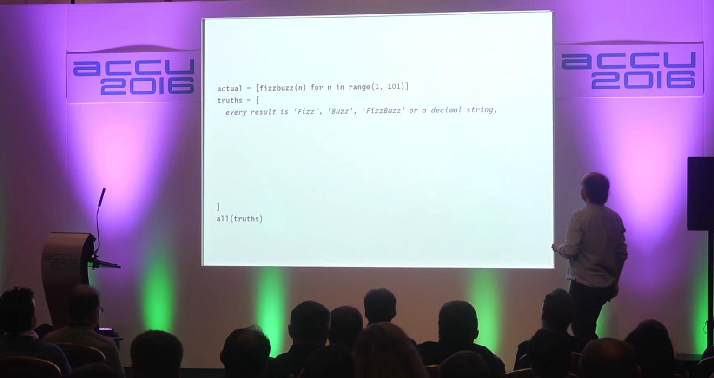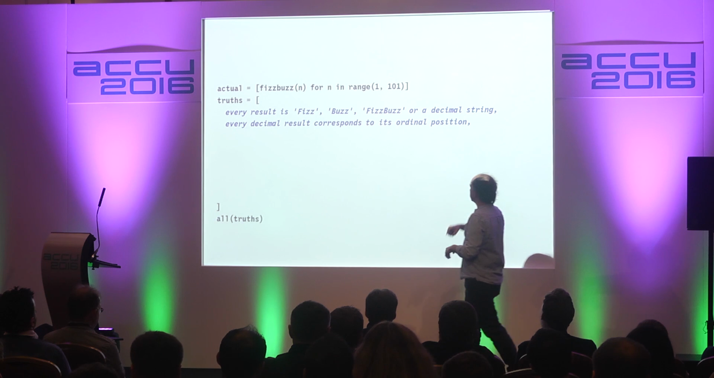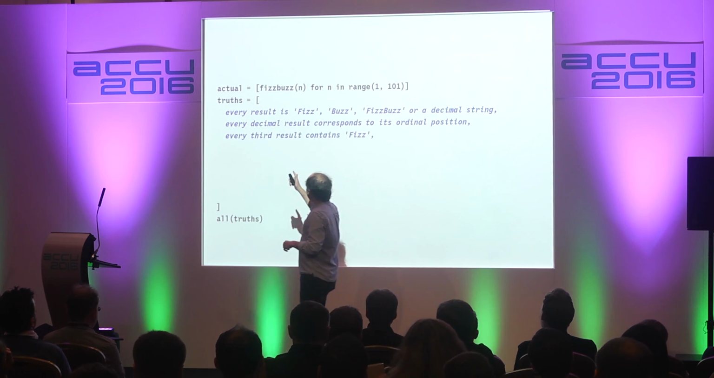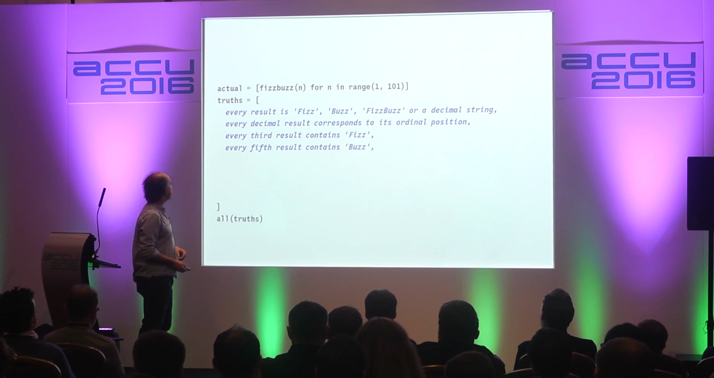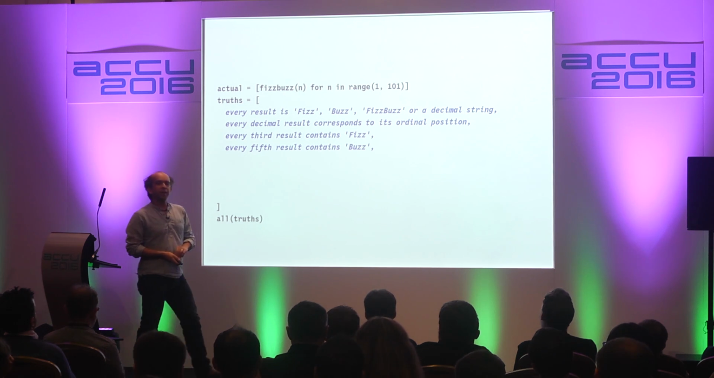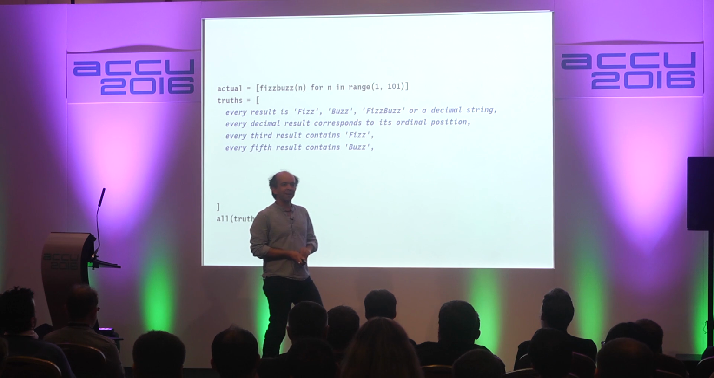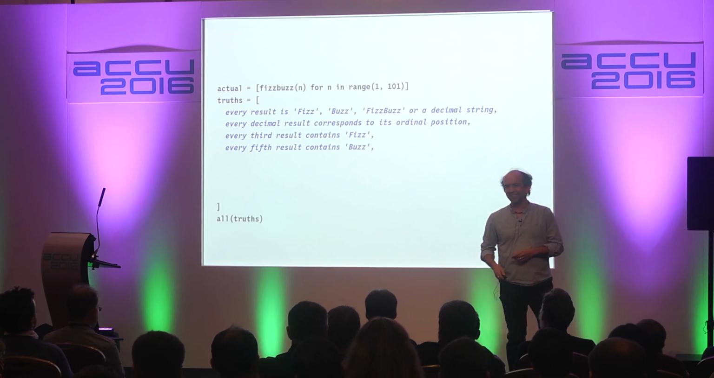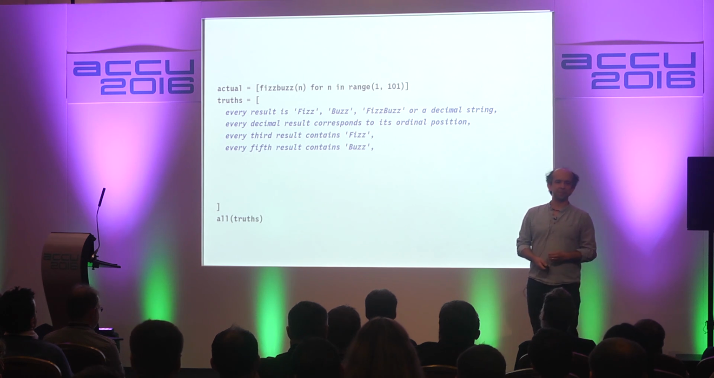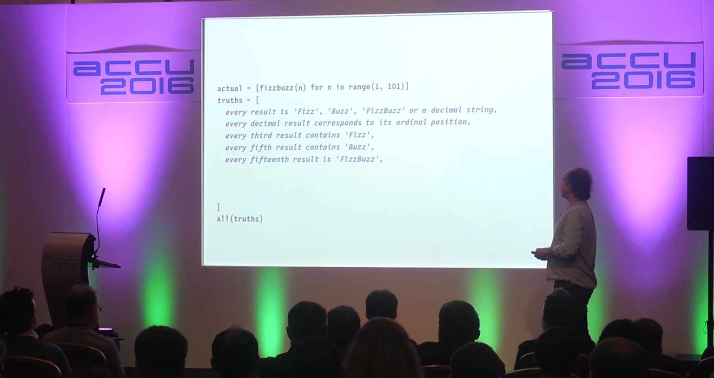Every result is FizzBuzz, or a decimal string. Every decimal result corresponds to its ordinal position. Every third result contains fizz. Every fifth result contains buzz. I've done this as a kind of programming exercise in class, and a lot of people stop there. They think we're done. No. Nice start. You're halfway there. Every 15th result is FizzBuzz.